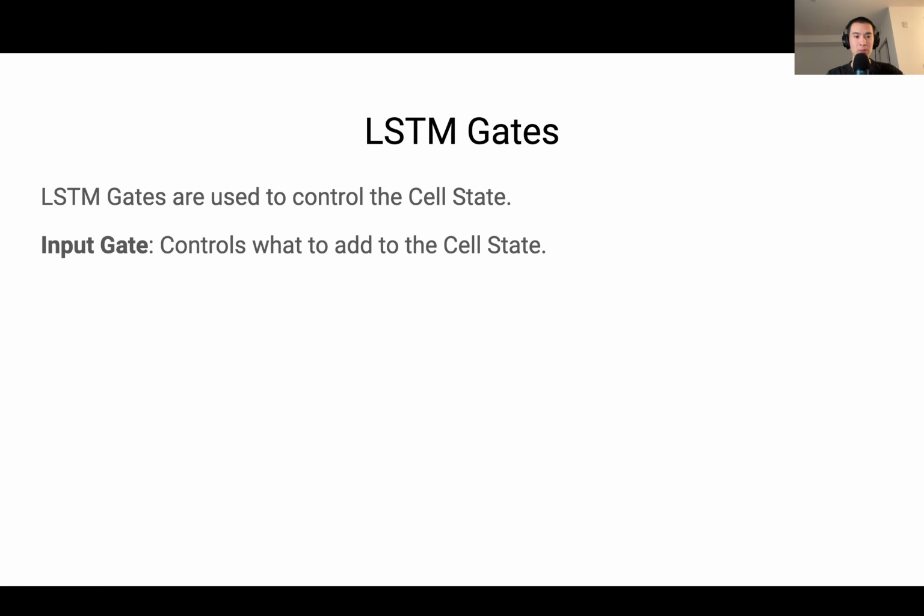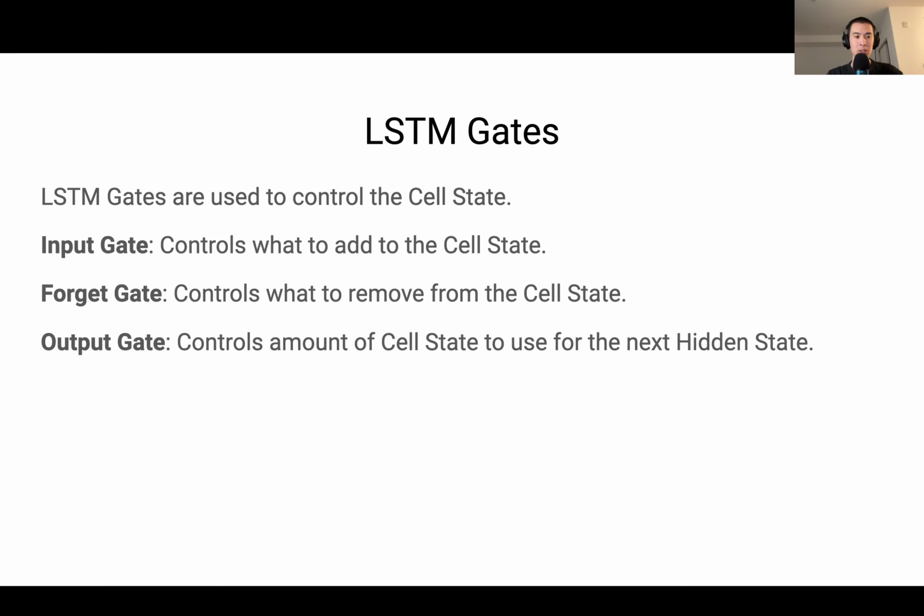To close things off, let's talk about LSTM gates. LSTM gates are used to control the cell state. Input gate controls what to add to the cell state. Forget gate controls what to remove from the cell state. And the output gate controls amount of cell state to use for the next hidden state. Please memorize this last part because at the end of the day, predictions are still made with the hidden state.